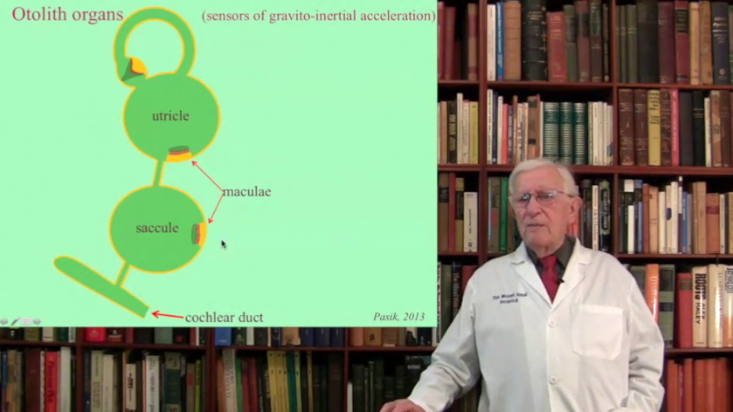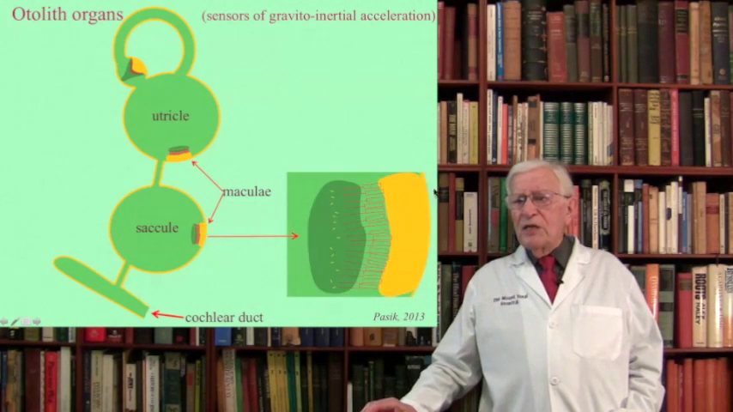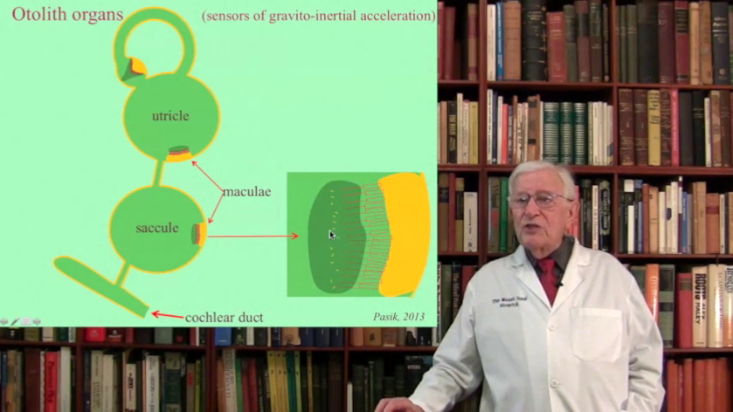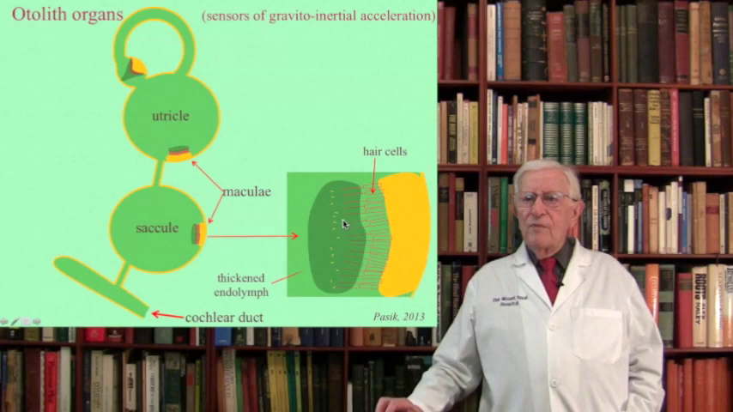Now, if you look more closely at one of these macula, what you are going to see is that you have the epithelium thickened and the hair cells protruding from it, all right? On the tip of the hair cells, the endolymph is thickened and grabs the hairs. In addition, this thickened endolymph contains crystals of essentially calcium carbonate. These are called the otoconia. The hair cells are here, the thickened endolymph is here, and the otoconia are there.